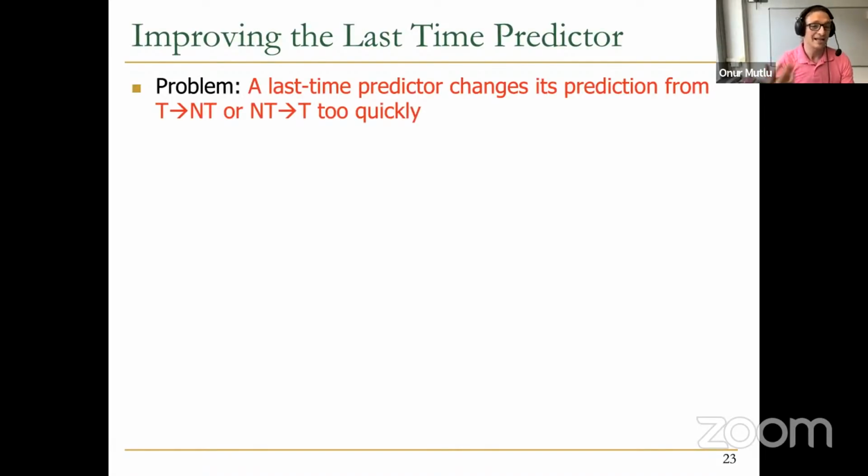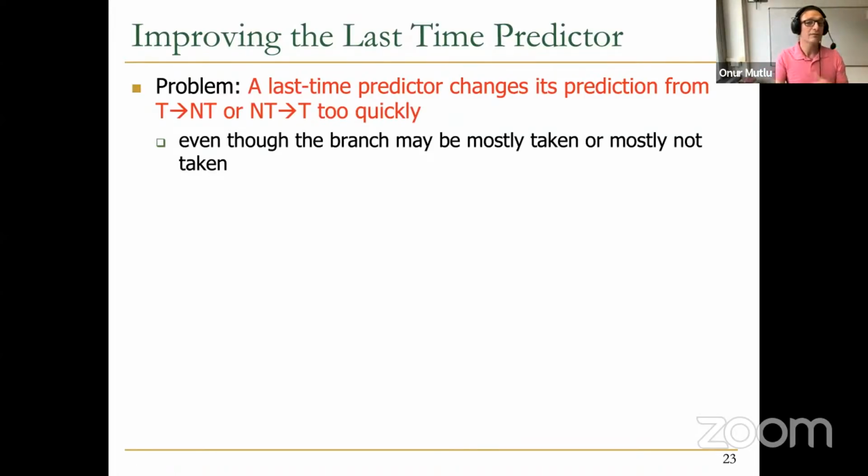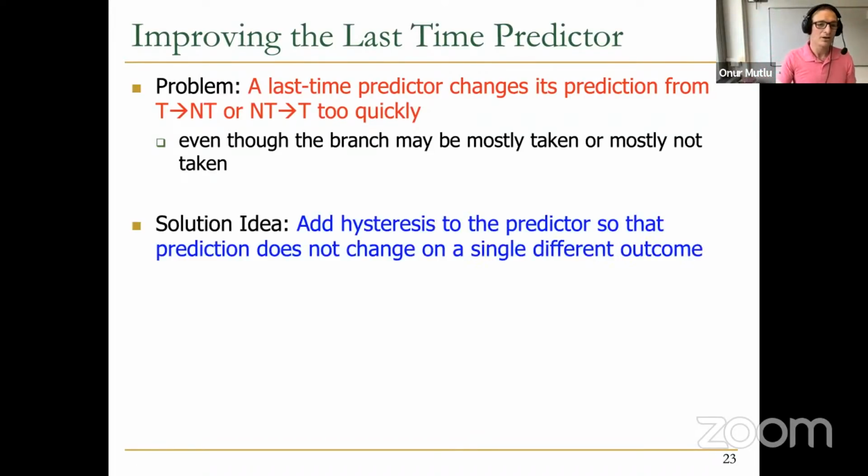Basically, the problem that people realized in the 1960s and early 70s, more in the 70s, is that the last time predictor changes its prediction from taken to not taken or not taken to taken too quickly with a single opposing outcome, even though the branch may be mostly taken or mostly not taken, right? So can we actually do better? The idea is very simple over here. It's used in many, many engineering techniques. The idea is to add hysteresis to the predictor so that the prediction does not change on a single different outcome. It waits for some time to gather more evidence, basically.